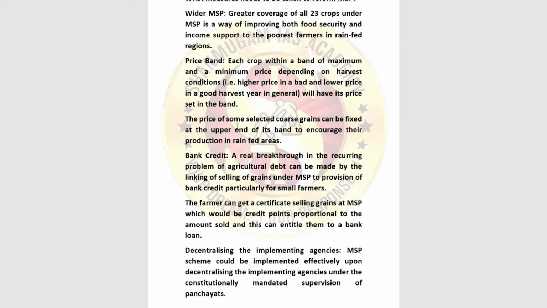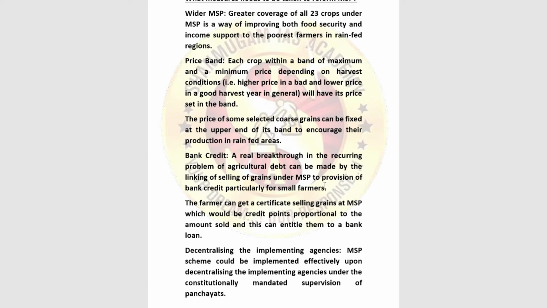So the price has to be fixed for coarse grains too, to encourage farmers to produce in rain-fed areas, because the production of coarse grains has dropped from 35 million to 25 million hectares. Another measure to be taken is bank credit. That is a real breakthrough for the recurring problem of agricultural debt, and can be made by linking the selling of grains under the MSP to the provision of bank credit, particularly for small farmers.